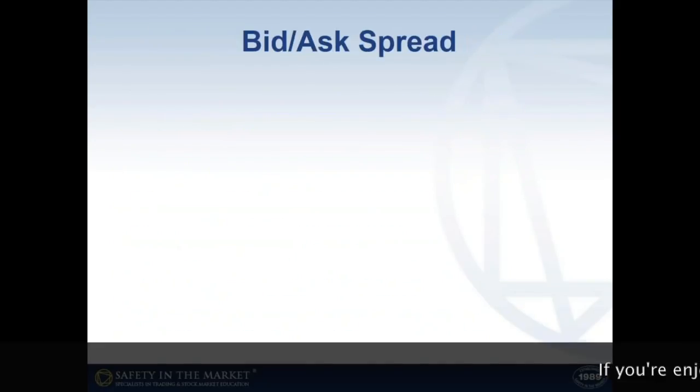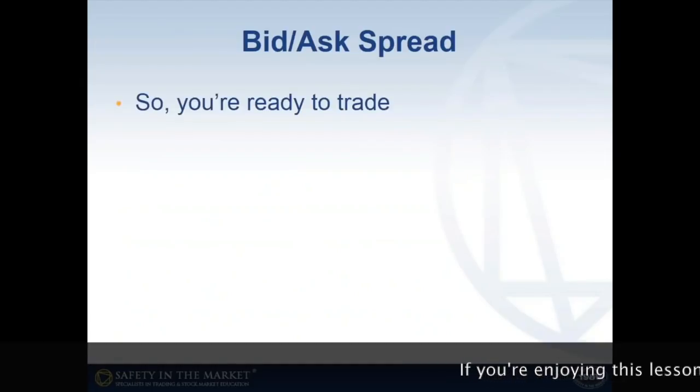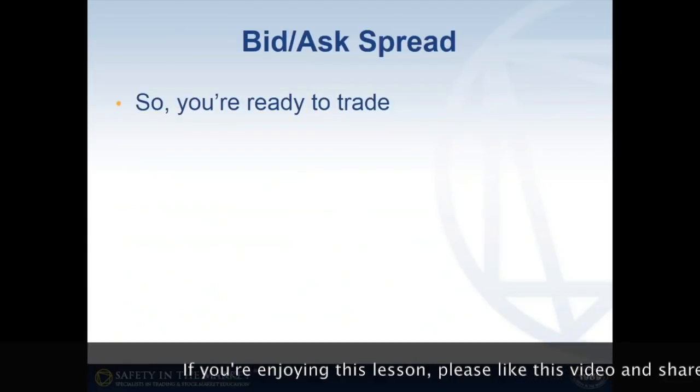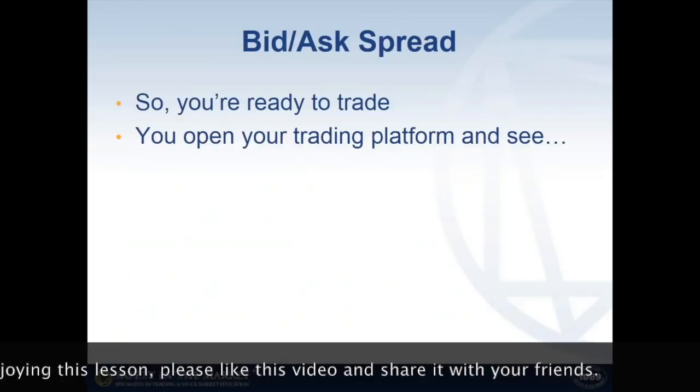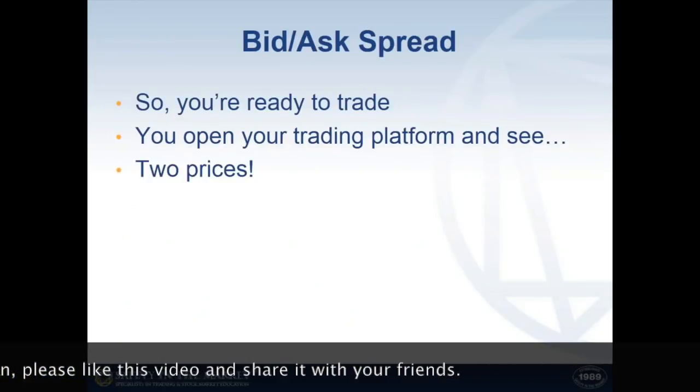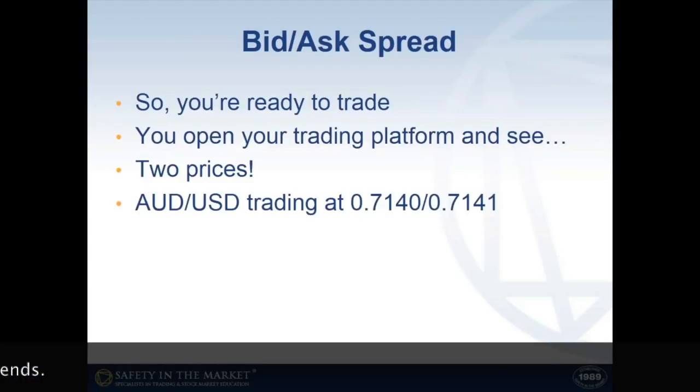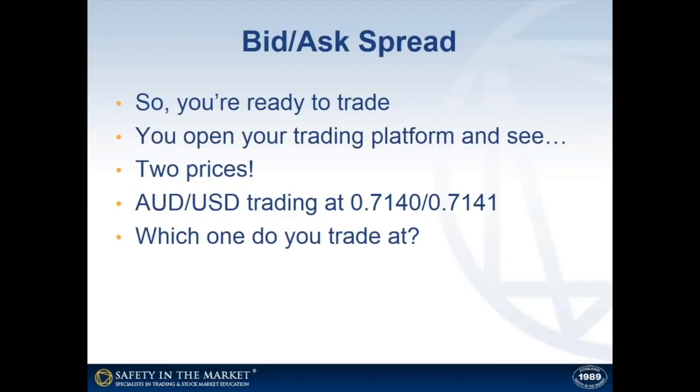Next up, we need to look at the bid-ask spread. So let's assume you're ready to trade. You've done your analysis. You've watched your FX trading videos. You open up your broker's platform, and what do you see? You see two prices. You think, well, hang on a minute, I want to buy Aussie dollar, US dollar, and you're giving me two prices. You might see Aussie dollar, US dollar trading at 0.7140 / 0.7141. So it's either trading at 71.40 or 71.41. Which one do you trade at?